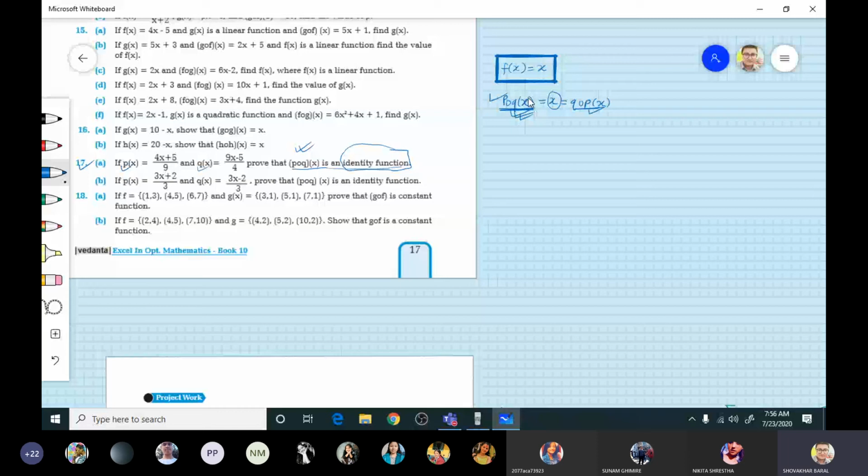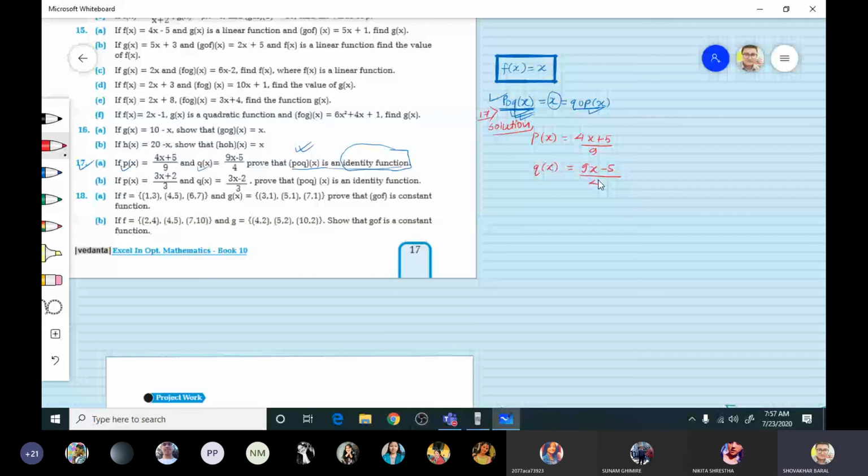Let me start with the solution. This is question number 17. I request you to solve this question on your own also. If you have any problem, then you can see here. p(x) is equal to (4x plus 5) by 9 is given here, and the function q(x) is also given. q(x) is (9x minus 5) divided by 4. So let me find p composite q of x. The question asks you to show that this is an identity function.